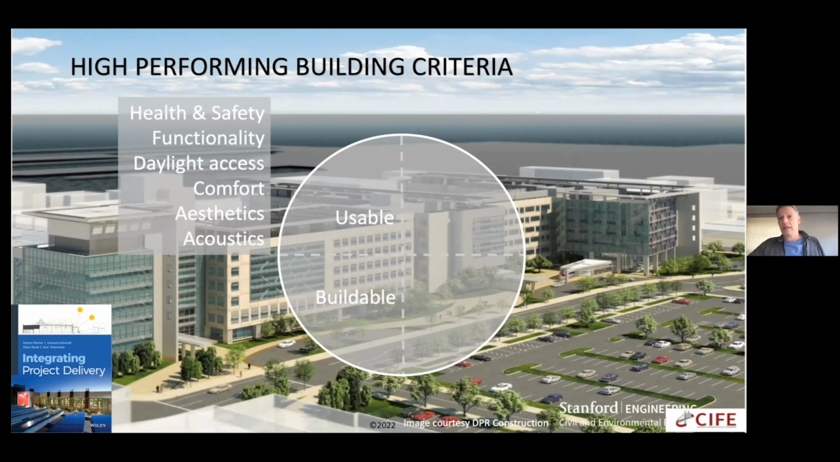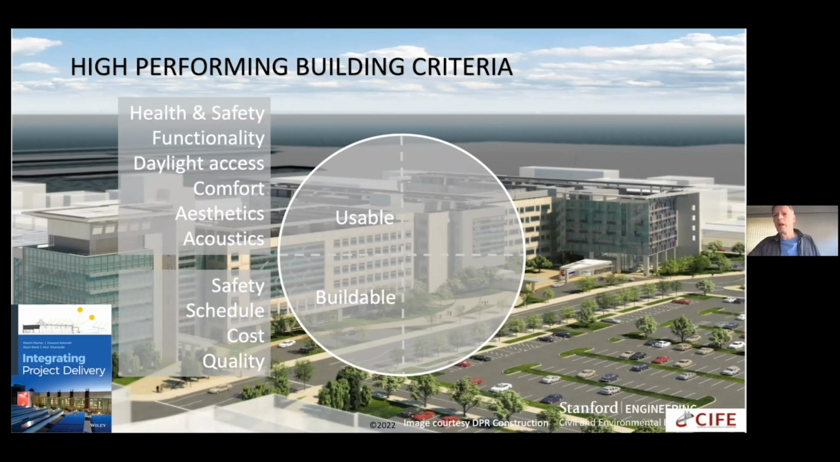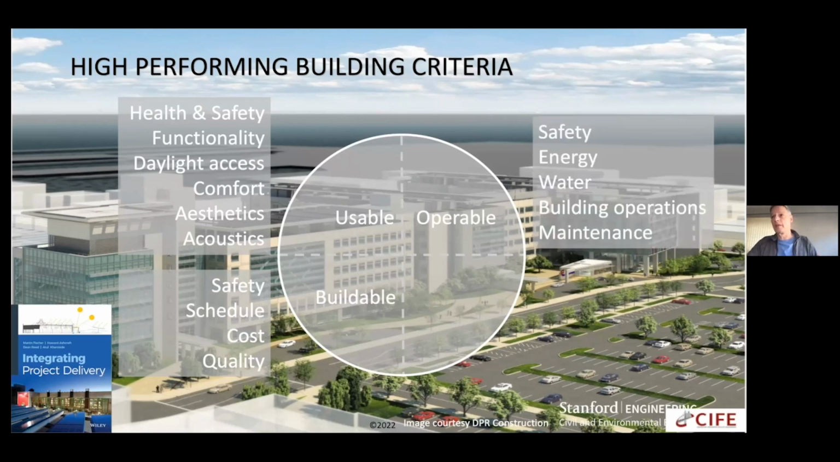Then you will not have a building unless it is buildable. And here we have the classic project management objectives for building: safety, schedule, cost, quality. There's also the operators, especially in larger buildings. Of course, in a home, user and operator tend to be the same, but in a larger building, we have operators, and of course, they care typically about safety, energy, water, building operations, maintenance. So we also need to have performance data and predictions here.